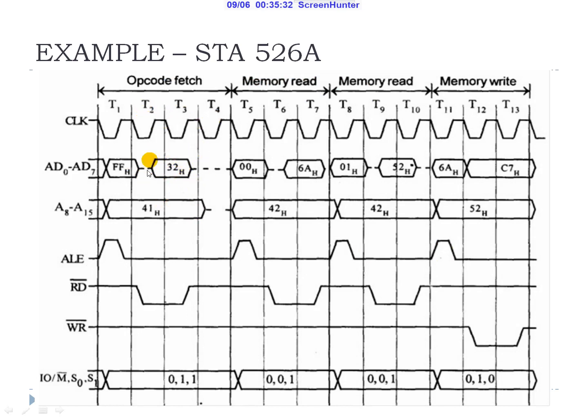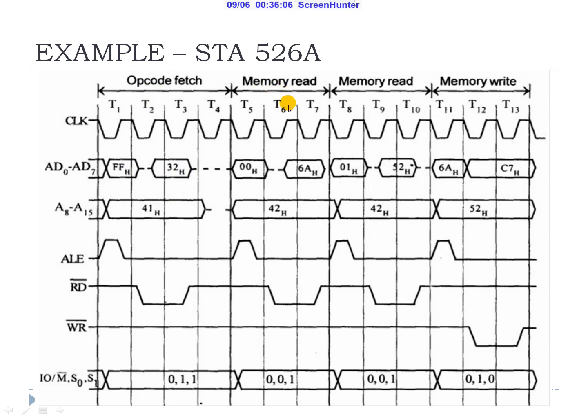That has to be mentioned here in AD0 to AD7, because this is the data in the case of this opcode fetch. Opcode fetch means that you have to fetch the opcode from the memory address given as 41FF. This memory address has the opcode 32H, and that data has to be fetched from the memory location.